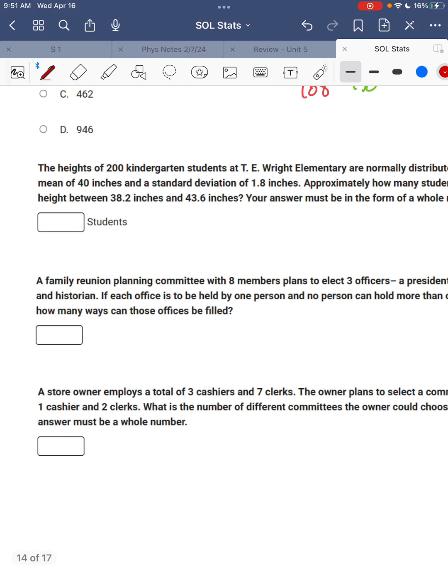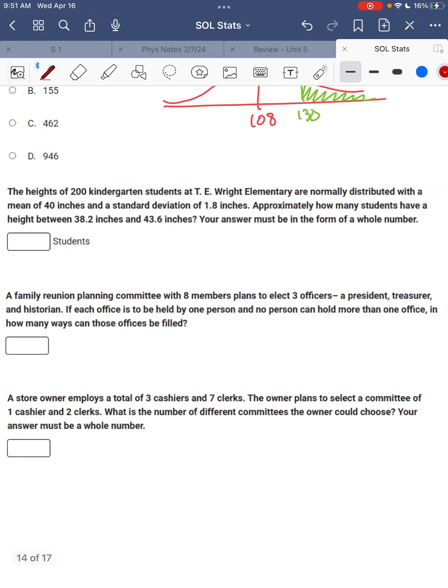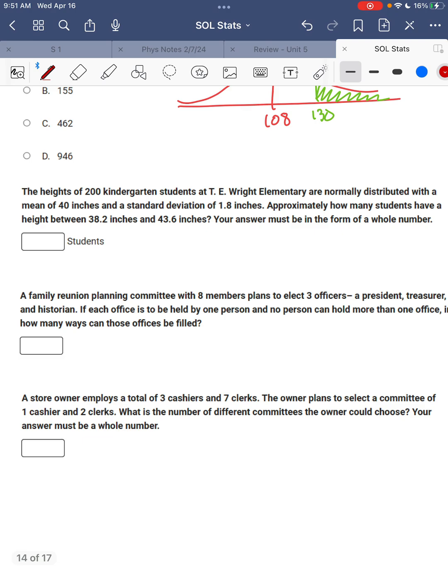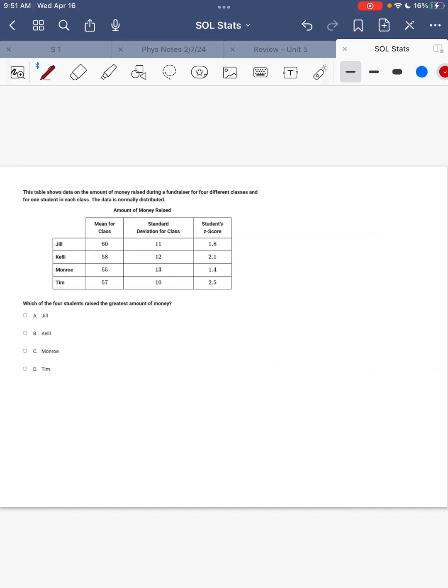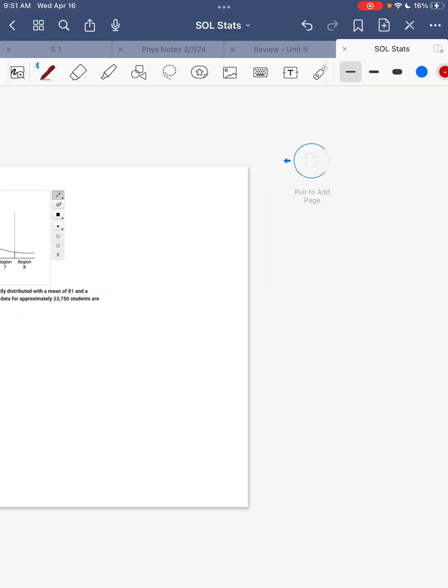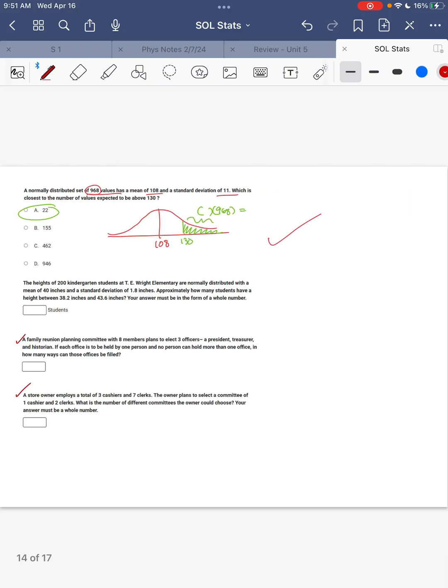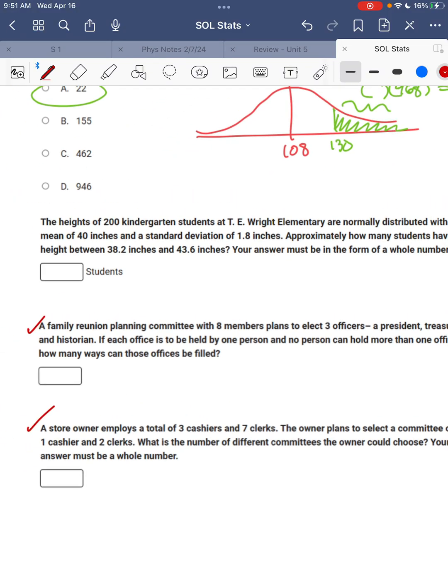All right, so look, the heights of 200 kindergarten students are normally distributed. I did not realize that this was that too. So I was going for these two right here. So I'm going to do those, and then we'll go back and do the normal distribution ones.